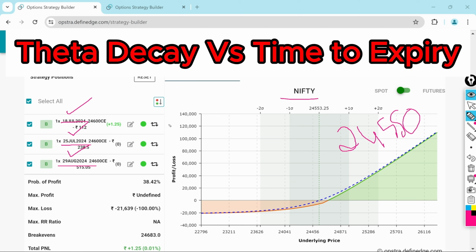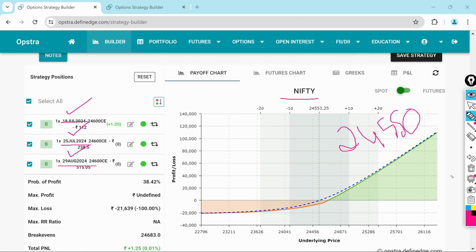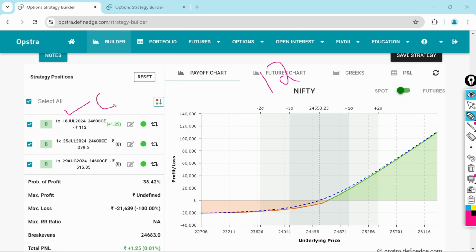That means all these three options are expiring at different points of time. Today's date is 12th July. That means this particular option, which is expiring on the 18th, has 6 more days to go.